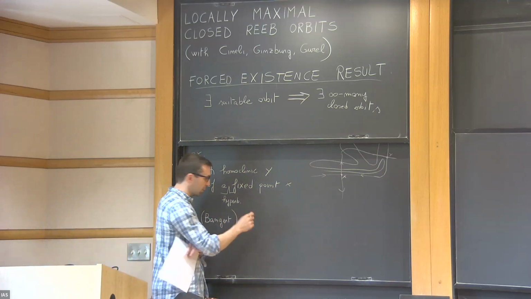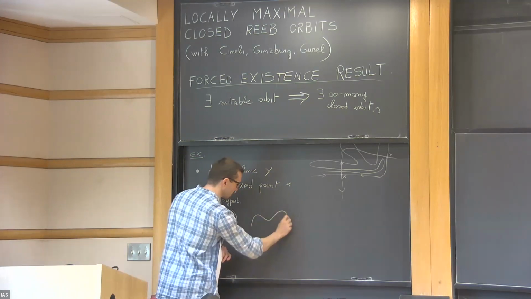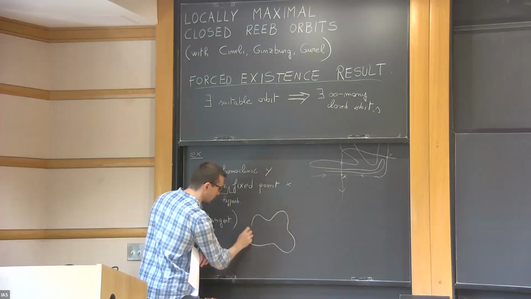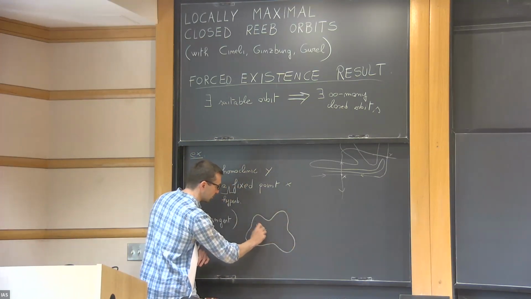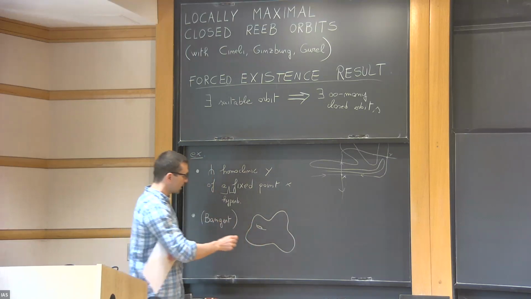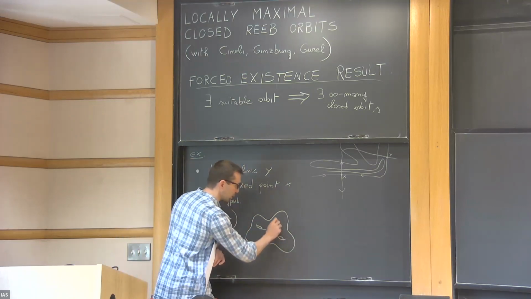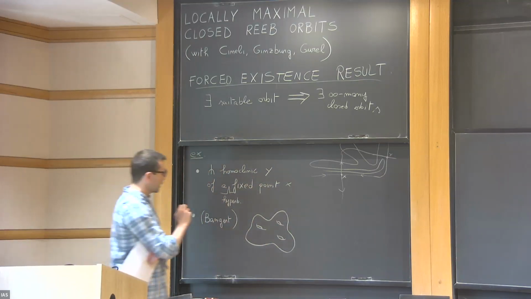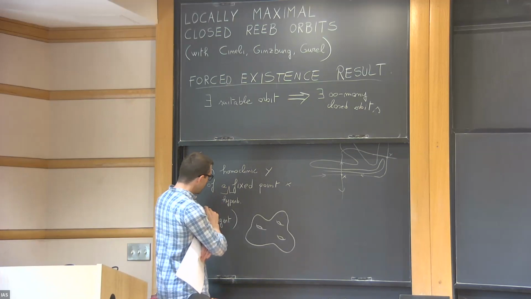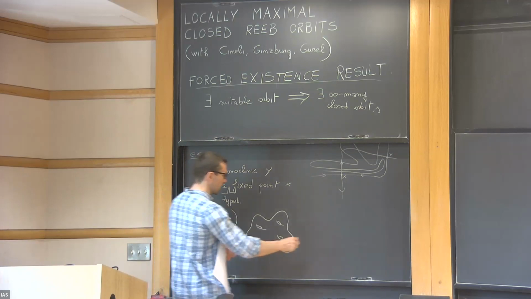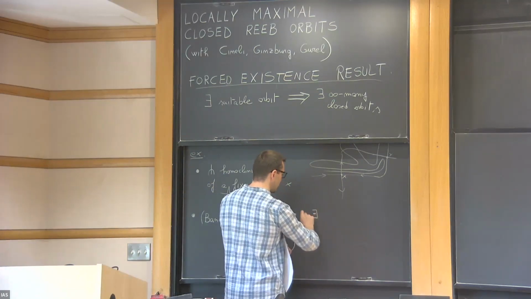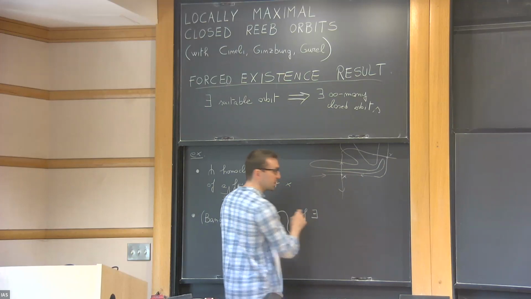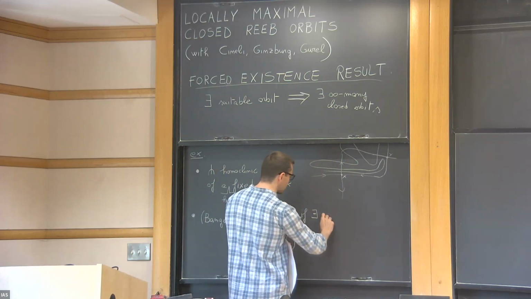Let's take a closed Riemannian manifold, for instance, a surface. I draw it a little weird just to emphasize that I'm not making any assumptions here on the curvature or anything. Perhaps it has genus. And it doesn't have to be a surface, it could be a high dimensional manifold. So assume that there exists a closed geodesic which is of waist type.